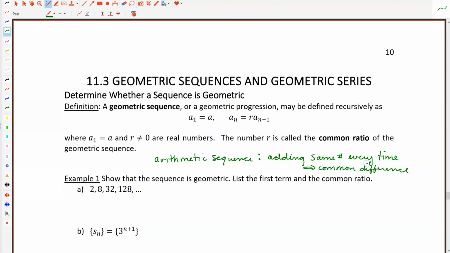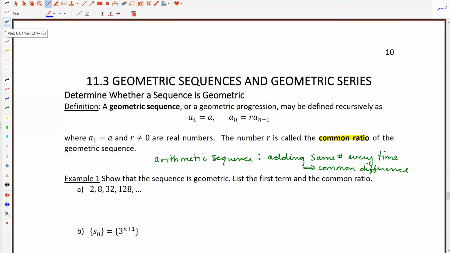We're going to now shift gears and look at a different type of sequence called a geometric sequence. Sometimes it's referred to as a geometric progression. And this can be defined recursively as: define the first term to be some real number a, and then define the nth term to be equal to r times the previous term. That value r is going to be called the common ratio.